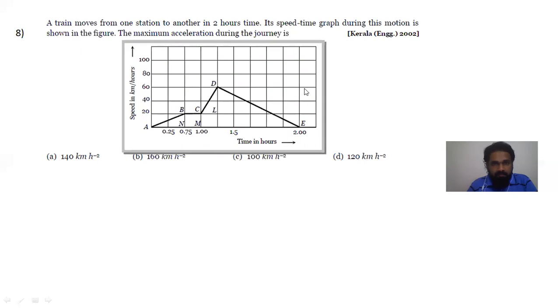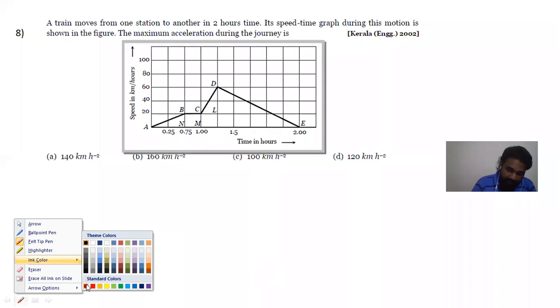Okay, Sadhana, fine. What about this one? A train moves from one station to another in 2 hours. Its speed time graph during this motion is shown in the figure. The maximum acceleration during the journey is: they have given four values, 140, 160, 100 and 120. Which is going to be the correct answer? If you know the answer, you can mark this.